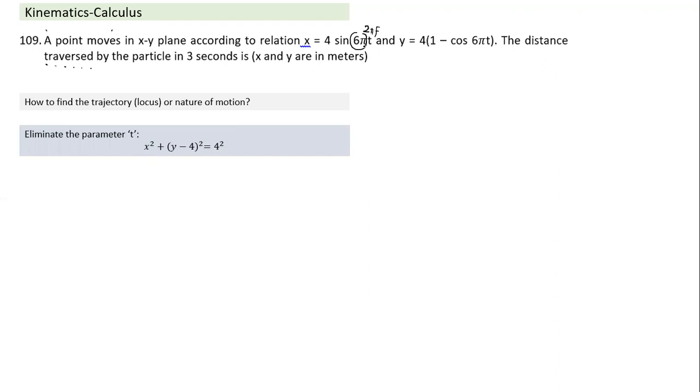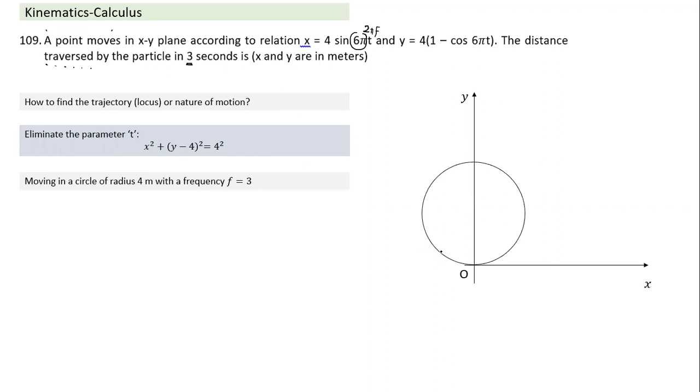Second, if it is moving in a circle, is this motion uniform or non-uniform? This x is changing periodically, y is also changing periodically, and x is changing with a frequency of 3. The time period is 2 pi, so the frequency is 3. It means it is completing 3 circular motions in a second. So in 3 seconds, it will complete 9 circular motions. Hence, the distance traversed will be 9 times the circumference. It is going in a circle of radius 4 meters with frequency 3, and that's the kind of path it has.